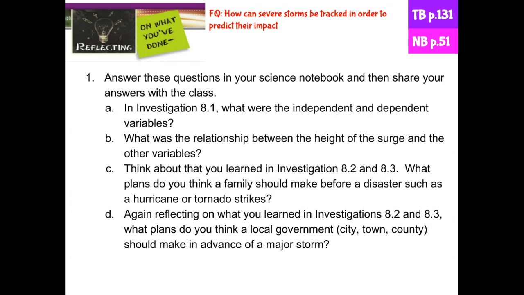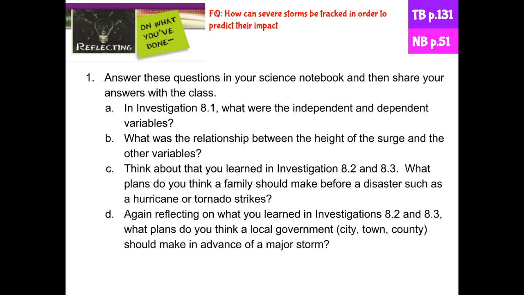Our reflection today, the first thing you're going to be doing is answering some questions in our notebook and then sharing those answers within your group. 1A talks about investigation 1.8 and defining the independent and dependent variables. 1B is the relationship between the height of the surge and other variables. So what causes the height of the surge?